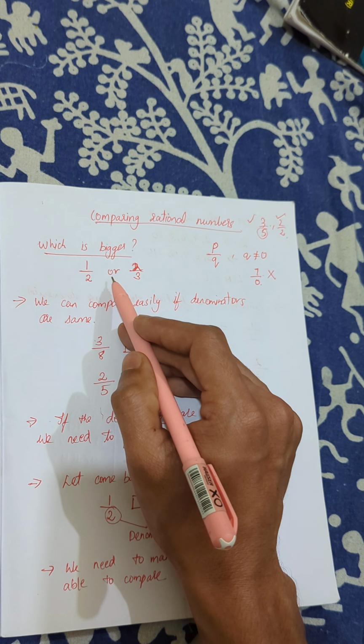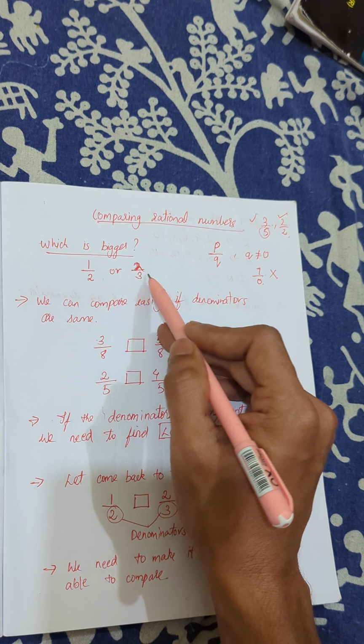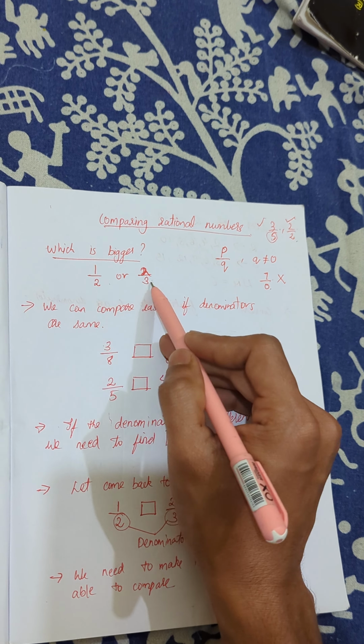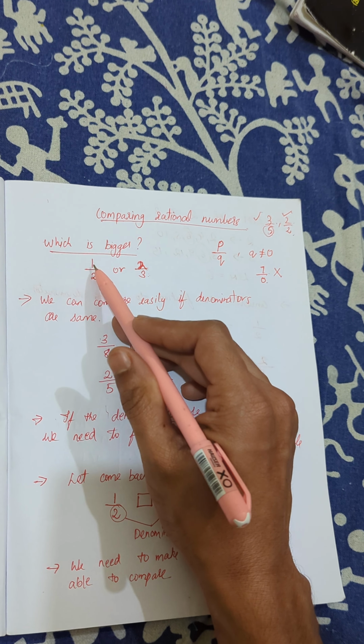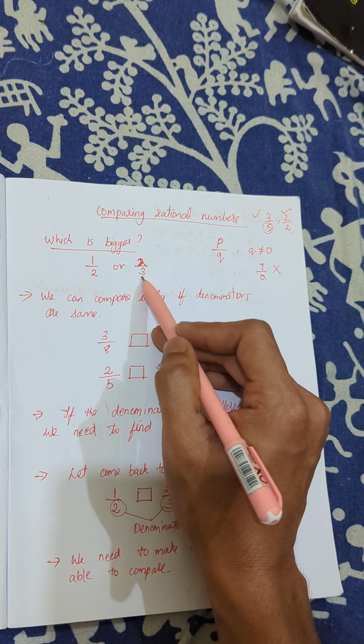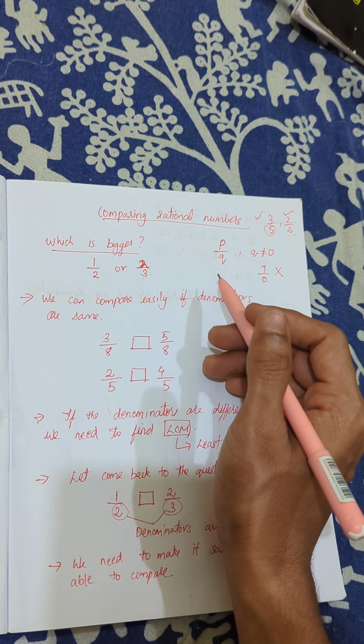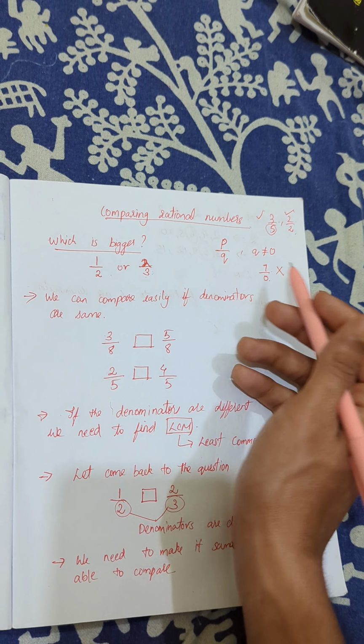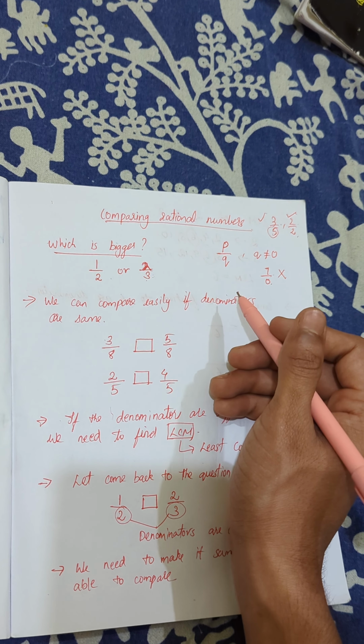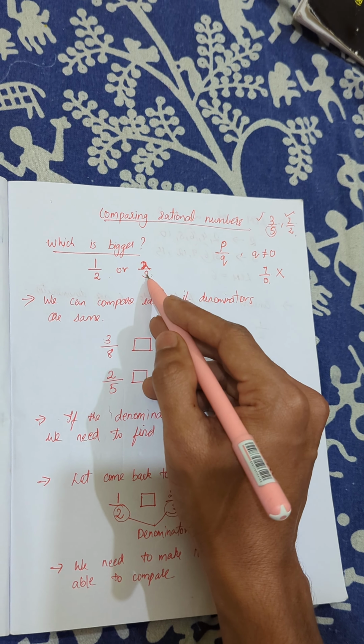Here I have taken two rational numbers, 1 by 2 and 2 by 3, right? Are they rational numbers? Yes, right? They are in P by Q form. Here also P by Q form. So now I am asking you a simple question: which fraction here is bigger? It's hard to decide, right?